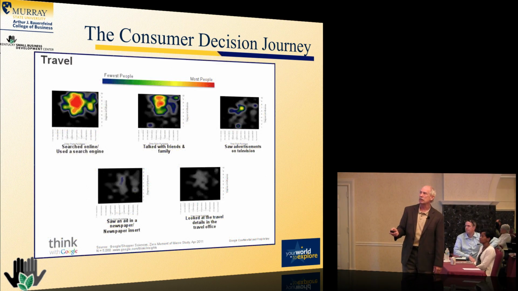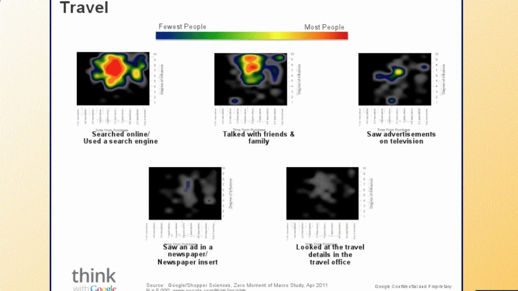So here's what it's like for travel. An awful lot of information gathered relatively early on, not surprising, big chunk of that online. Importance of friends and family, where did you go, what did you do? Relatively little impact of TV, almost none in newspapers, almost none at the travel office. So if the travel office is going to influence customers and give them the information they need, where's it going to be? Well, it's going to be stuff that's available from their website, and stuff that people look at earlier in that process.